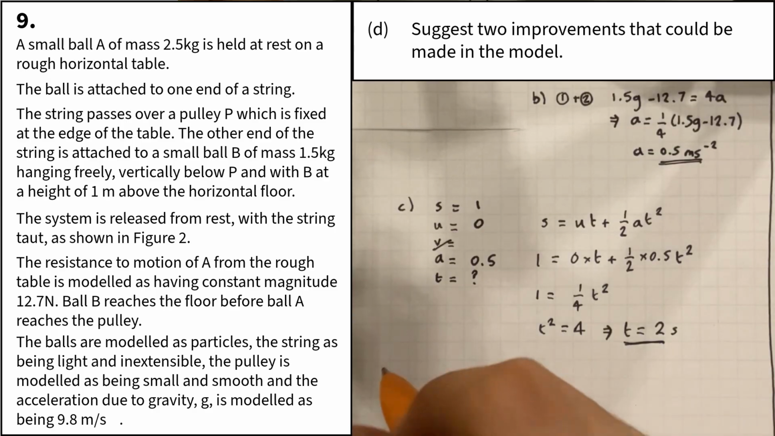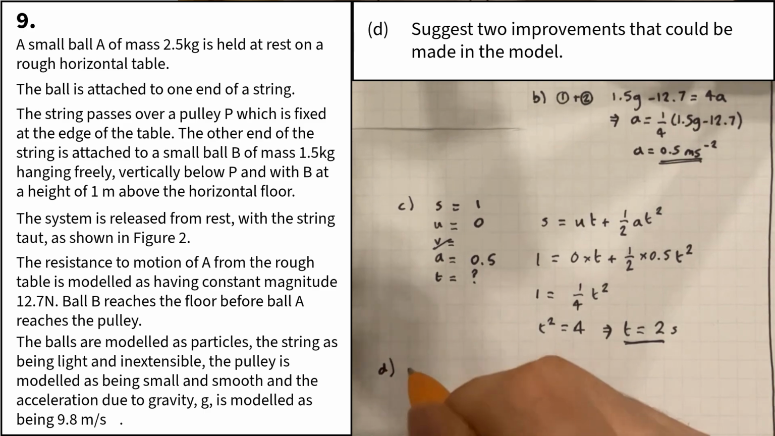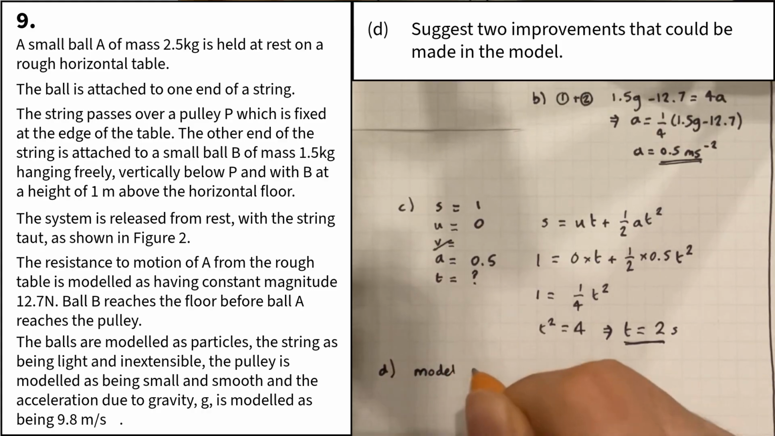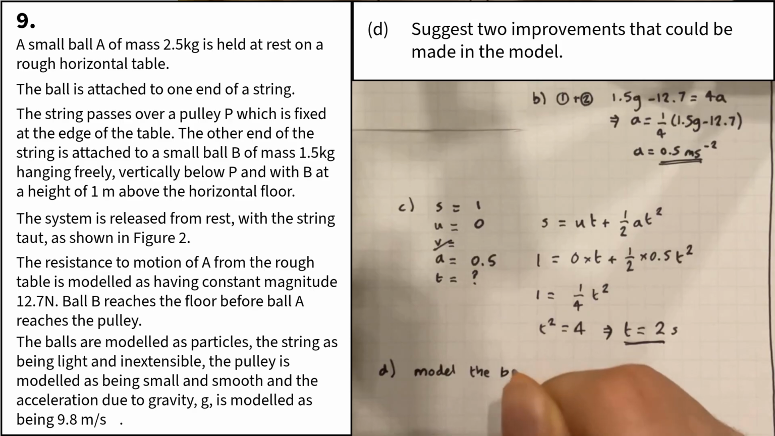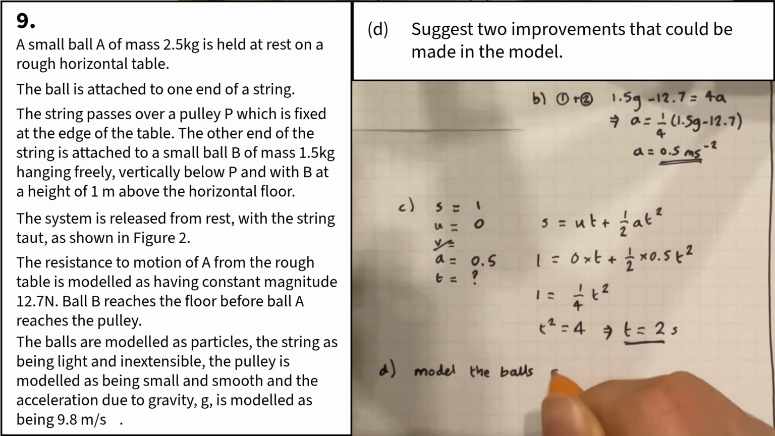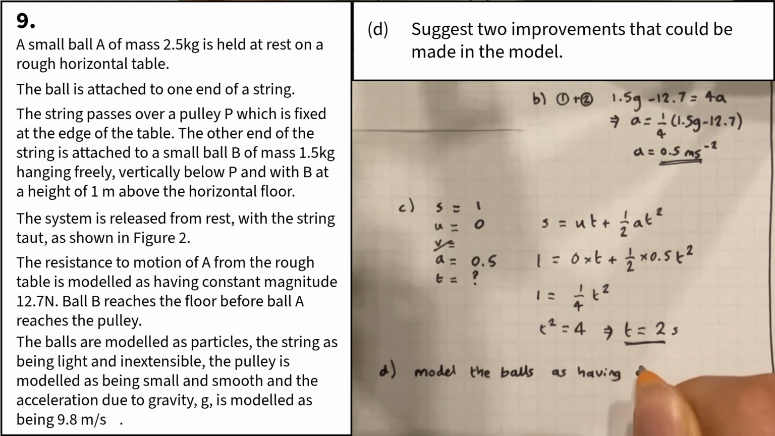The last part of this question is to suggest 2 improvements. The way I'd think about doing this is read the question and see what assumptions are made. So in that text on the left-hand side, you can skim through it and you'll see that it says that the balls are modeled as particles. So what's our assumption then? That the particles, how could we make the model better? We could assume that the balls have some dimensions so that they're not dimensionless.